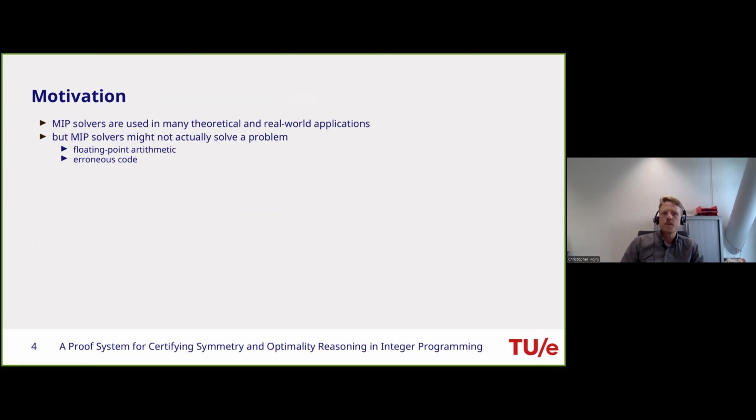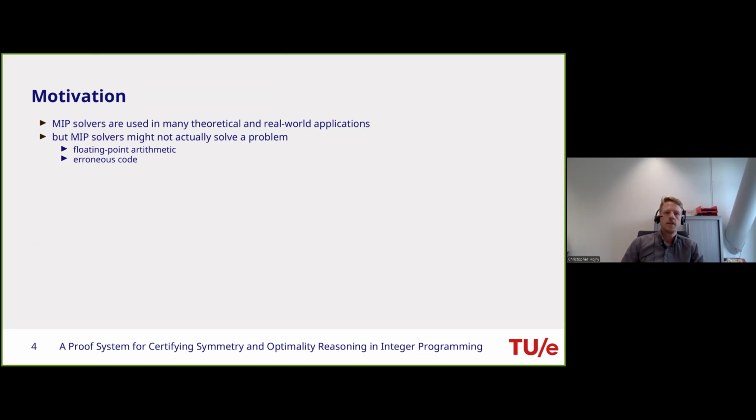But the problem is, when these companies, for instance, solve their problems, they might not actually solve the problem. And there might be different reasons why, even though a MIP solver claims that it has solved a problem, it has in fact not solved the problem. The first could be because many, or almost all, of the mixed integer programming solvers work with floating point arithmetic. So this means that the solutions that we compute might not actually satisfy all the inequalities in exact arithmetic.